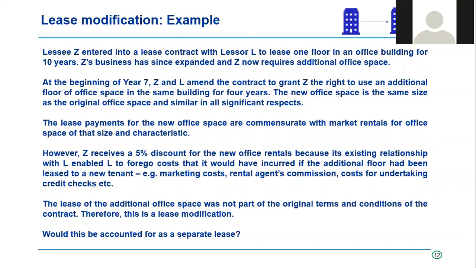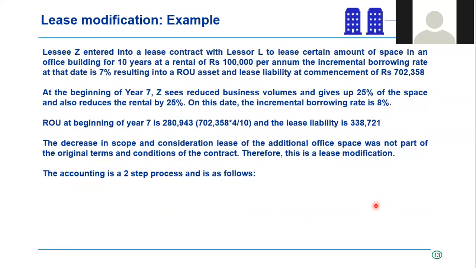So you will separately find out what are the future cash flows of this lease obligation, present value them using the incremental borrowing rate at the beginning of year 7, and then work out the ROU and amortize the lease liability. Let's now look at another example of a modification.